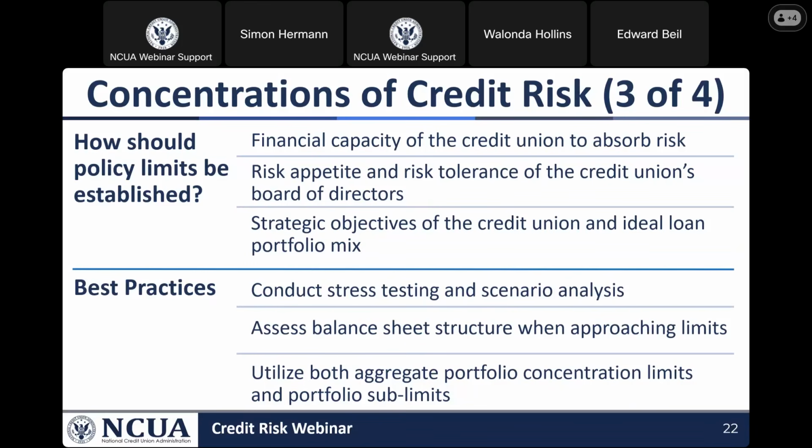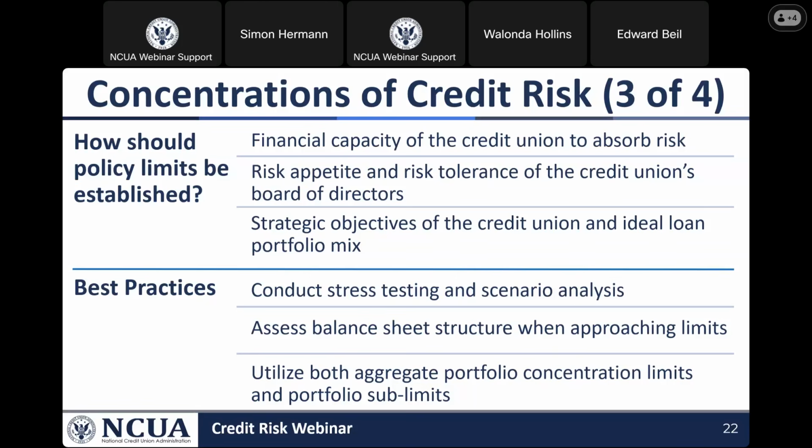Some questions to consider when establishing concentration limits are, what is the credit union's capacity to absorb risk? This would generally be driven by the credit union's recurring earnings, allowance for credit losses, and net worth position. What is the board's risk appetite and risk tolerance? What are the strategic objectives of the credit union? And what is the ideal loan portfolio mix? Additionally, it's also important to consider how much could a loan concentration grow before a concentration limit was breached, or what would the structure of the balance sheet look like if the credit union was to approach its various concentration limits?